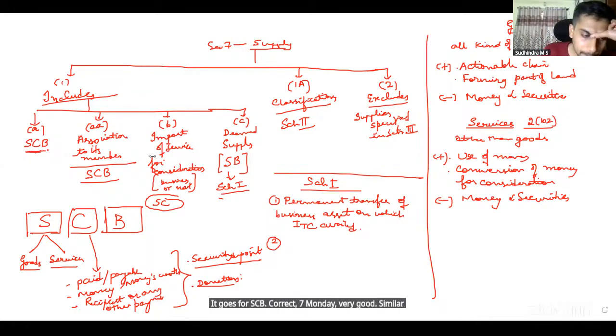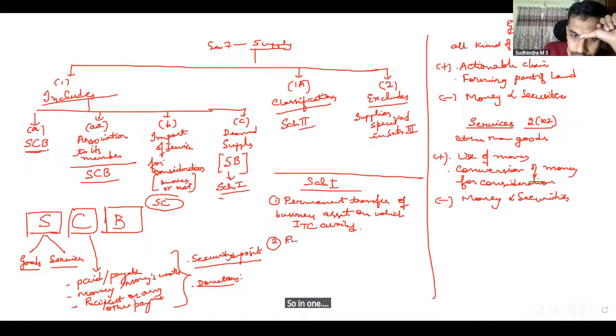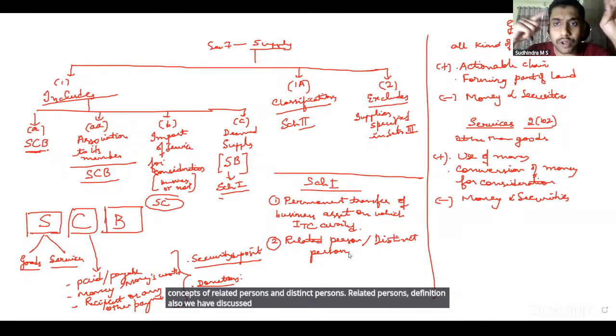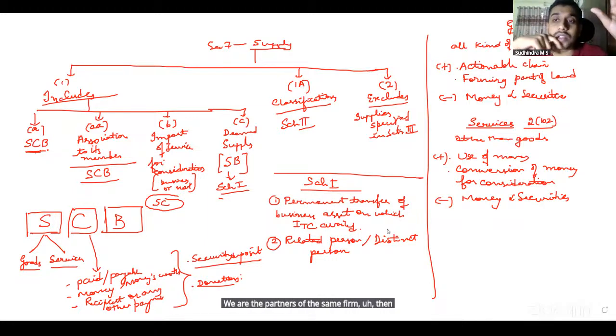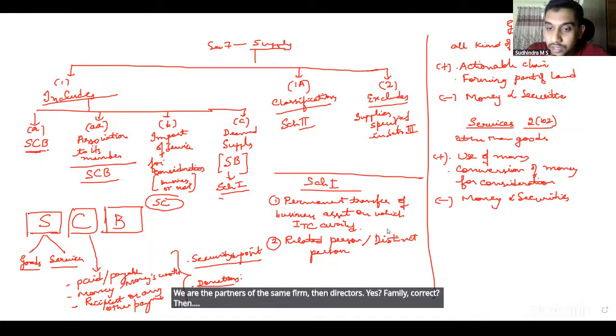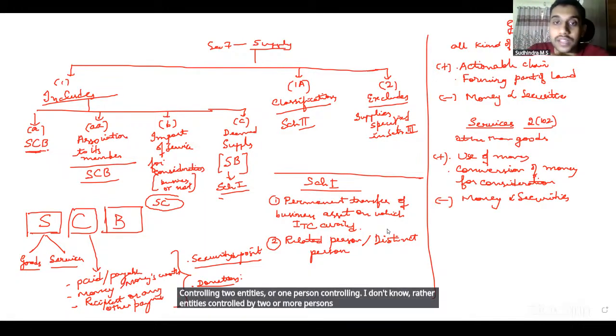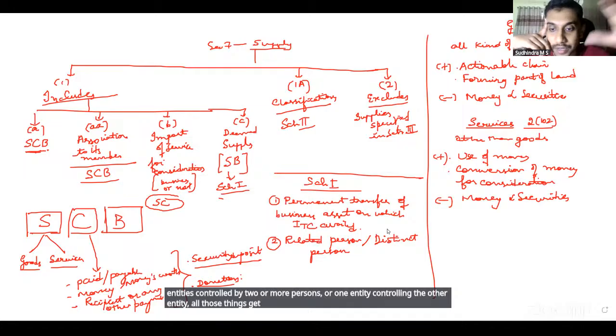Similarly, the second one was related: supplies between related parties, related persons and distinct persons. Very good. So there we learned those two concepts of related persons and distinct persons. Related persons definition we had also discussed: employer and employee, partners of the same firm, directors, family. Then one person controlling, or an entity controlled by two or more persons, or one entity controlling the other entity. All those things get covered under the related party definition.